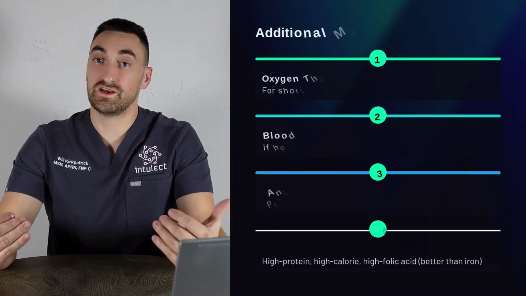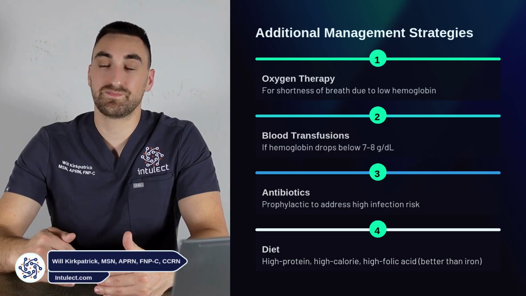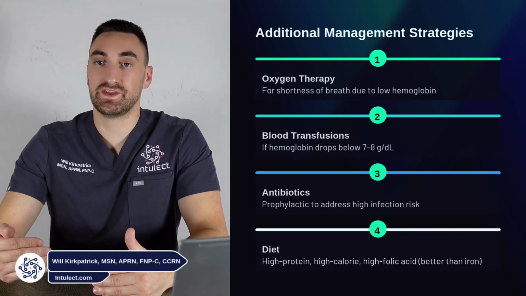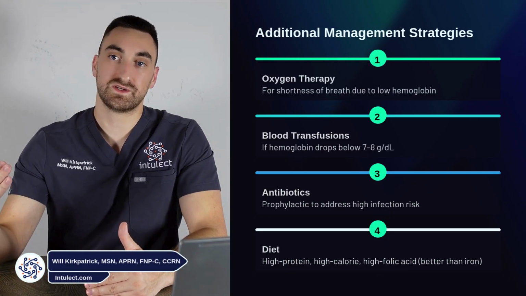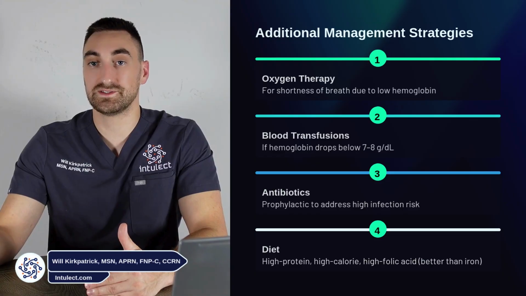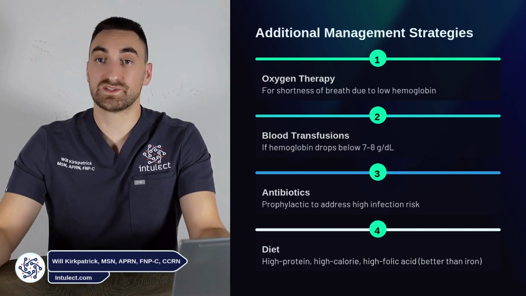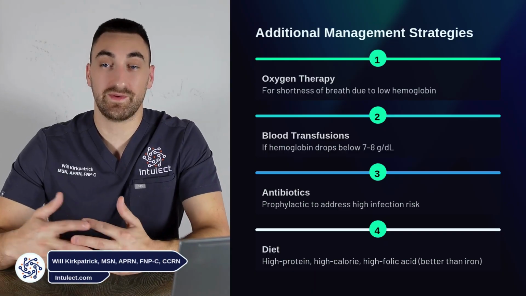Now, of course, since they are likely going to be short of breath because of that decreased hemoglobin in the bloodstream, you're going to be giving them oxygen supplementation. And if the hemoglobin goes below the point of possibly 8 or 7, depending on the hospital policies, then you may have to do a blood transfusion. And once again, they're at risk for infection, so we're likely going to be giving them antibiotics while they're in the hospital as well.